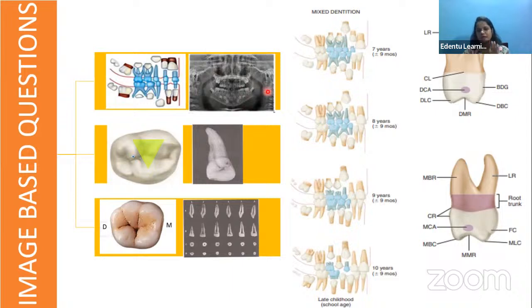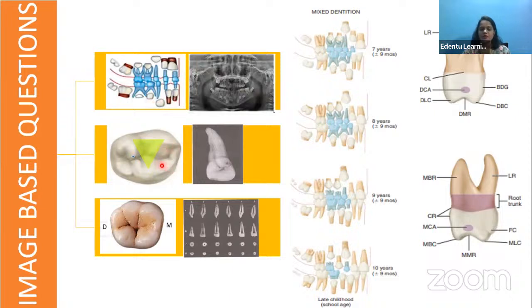Always, while estimating age, one tip that I can tell you is to always look at the last tooth that erupts into the oral cavity. The last tooth that erupts into the oral cavity will determine the age of the child, the age of the patient. So look at the last tooth that erupts into the oral cavity.